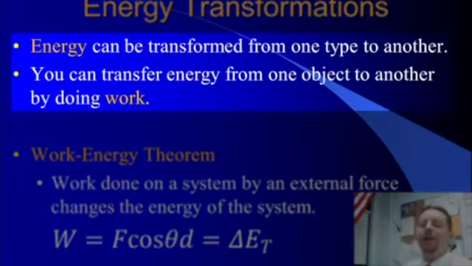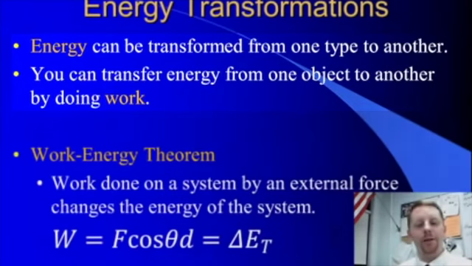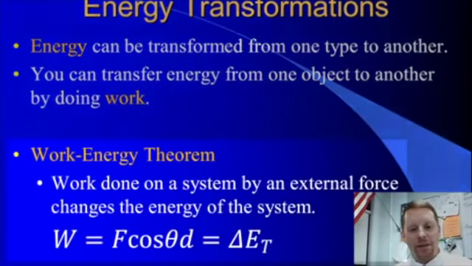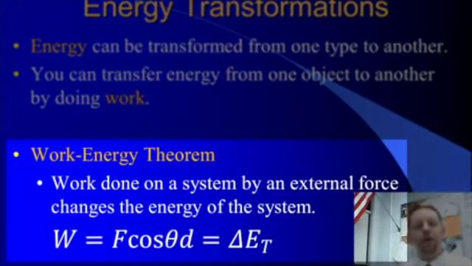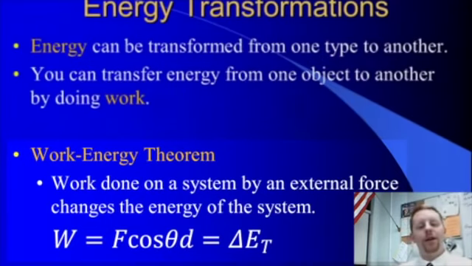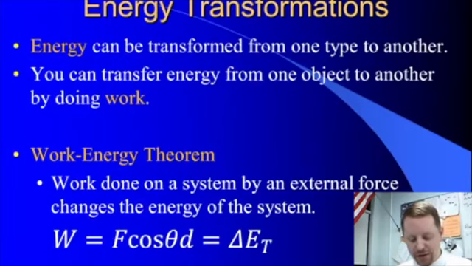Now, energy can be transformed from one type to another, and you transfer energy from one object to another by doing work. So that leads us to the work-energy theorem. This says that the work done on a system by an external force changes the energy of the system. If I do work on an object, I give it energy. If it does work on me, it gives up energy as it transfers that energy to me.